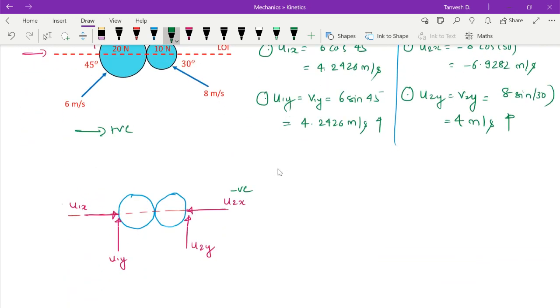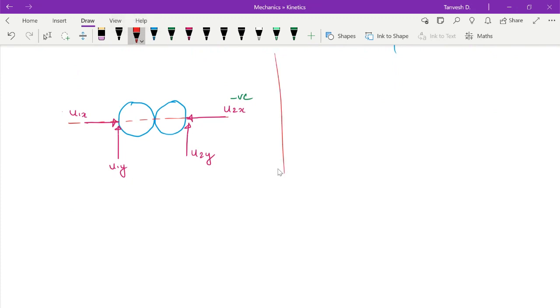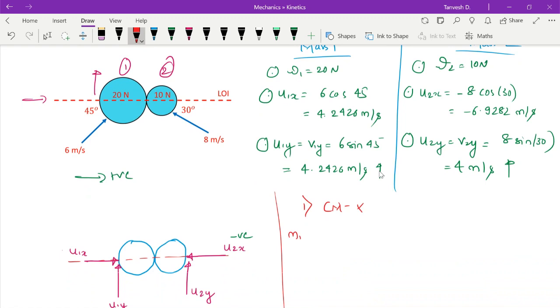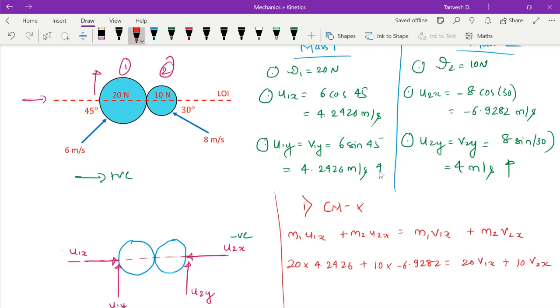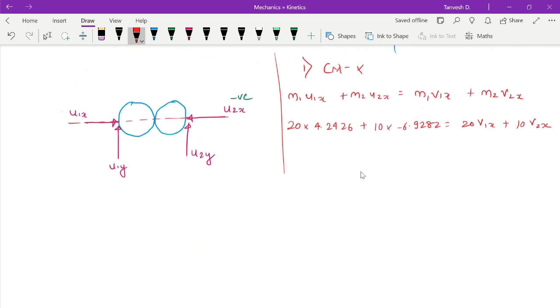So I'll apply the conservation of momentum along the x direction and get an equation from there. So m1 u1x plus m2 u2x is equal to m1 v1x plus m2 v2x. We do not know what v1x and v2x are, right? So it is 20 into 4.2426 plus 10 into minus 6.9282 is equal to 20 v1x plus 10 v2x. So we'll get 20 v1x plus 10 v2x is equal to 15.57.